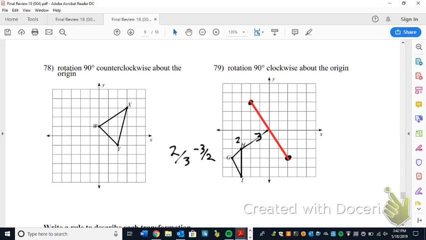So H is negative 3/2. G is 4/3. And I, we go from negative 3/5 would be the slope, so we're going to go positive 5/3, so we're going to go negative 3/5.